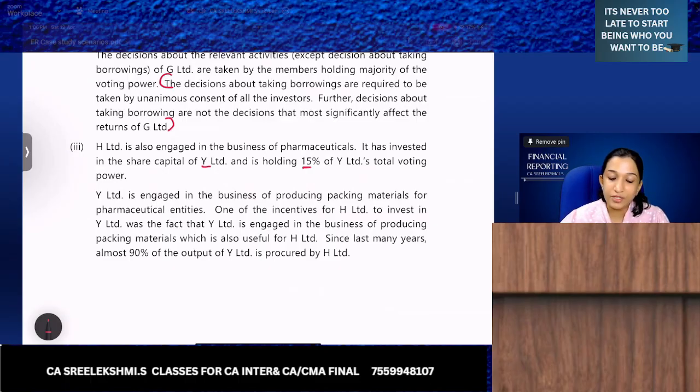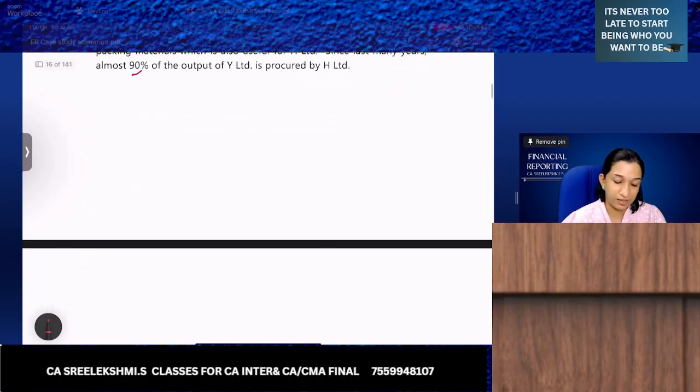Y Limited is engaged in the business of producing packing materials for pharmaceutical entities. One of the incentives for H Limited to invest in Y Limited was the fact that Y Limited produces packing materials, which is also useful for H Limited. For many years, 90% of the output of Y Limited is procured by H Limited.